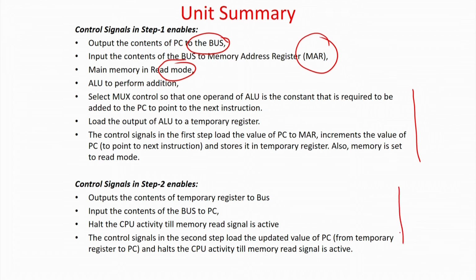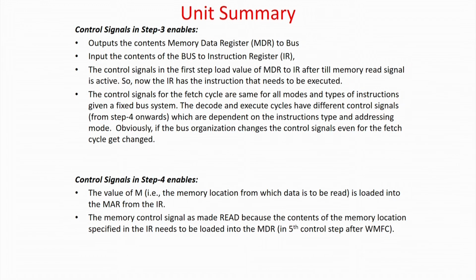In the next step, the ALU now holds the value of PC equal to PC plus 1, which we dump to the program counter in the second step. Also in the second step we wait till the memory says that it has dumped the instruction available in the memory location pointed by the PC to the memory data register or the memory buffer register. In step 3 the memory tells that it is ready, and the memory data register now has the instruction which is now loaded.